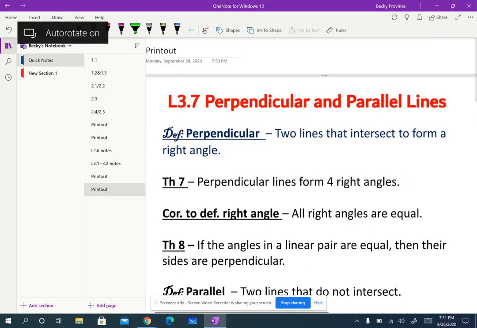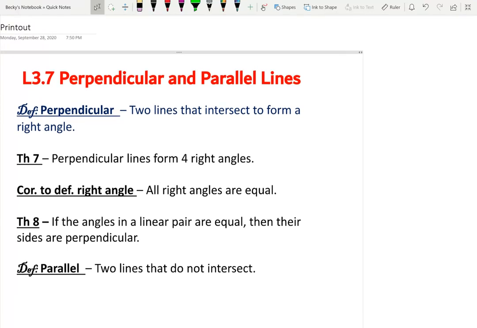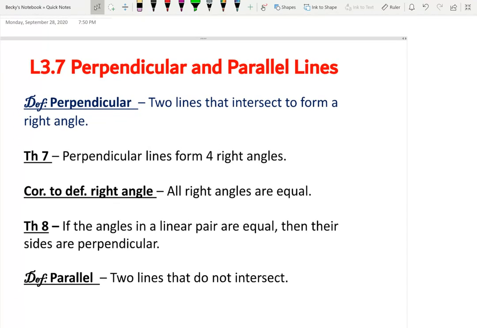Hi everyone, today we're going to go over lesson 3.7 and finish the chapter of chapter 3. So we're going to start with the definition of perpendicular. Perpendicular is just when two lines intersect to form a right angle.